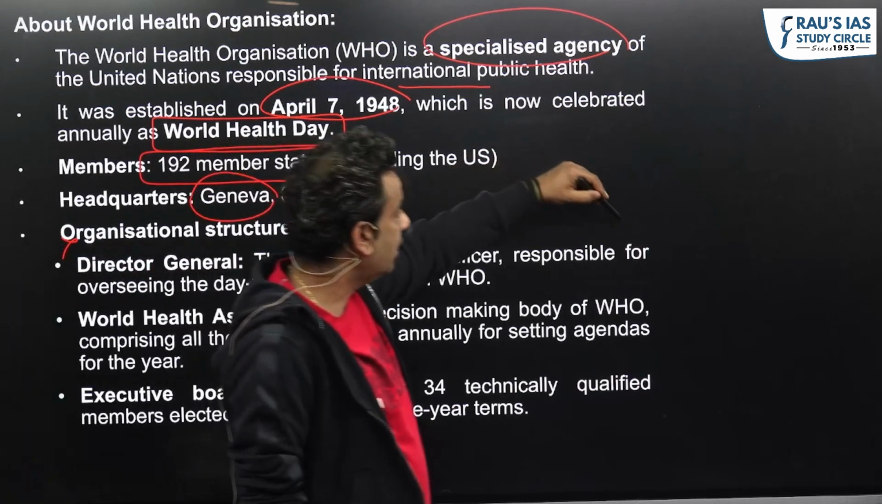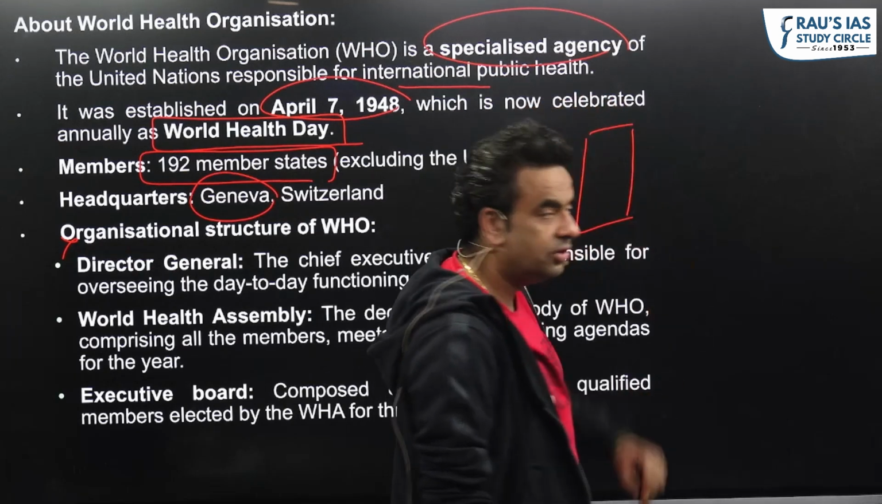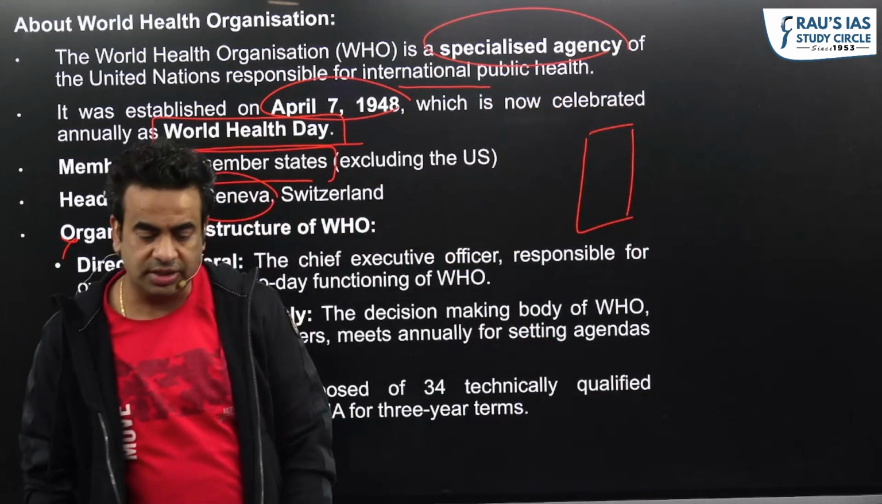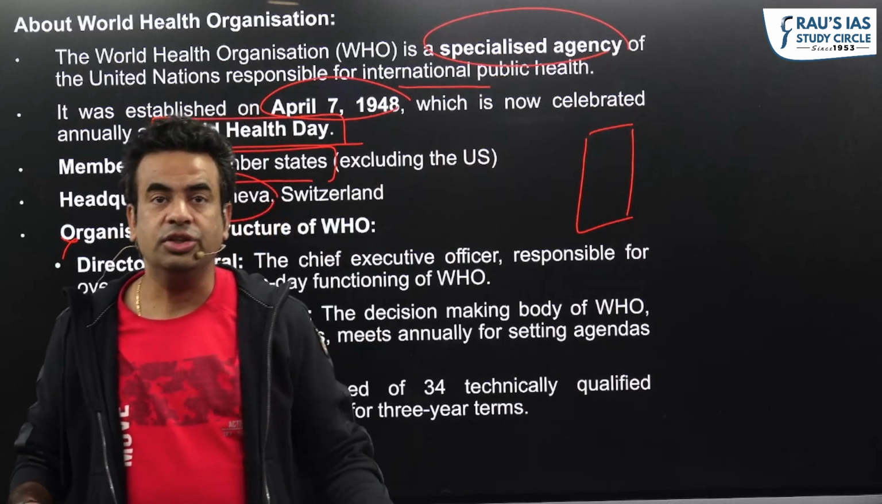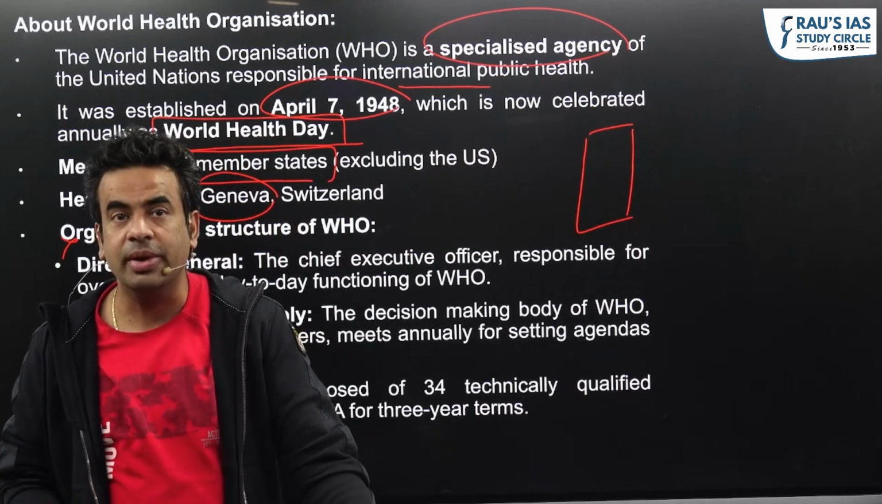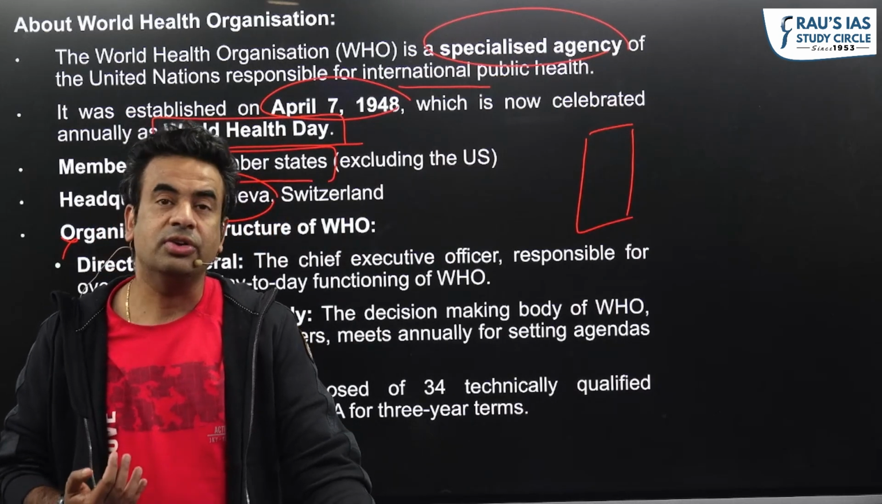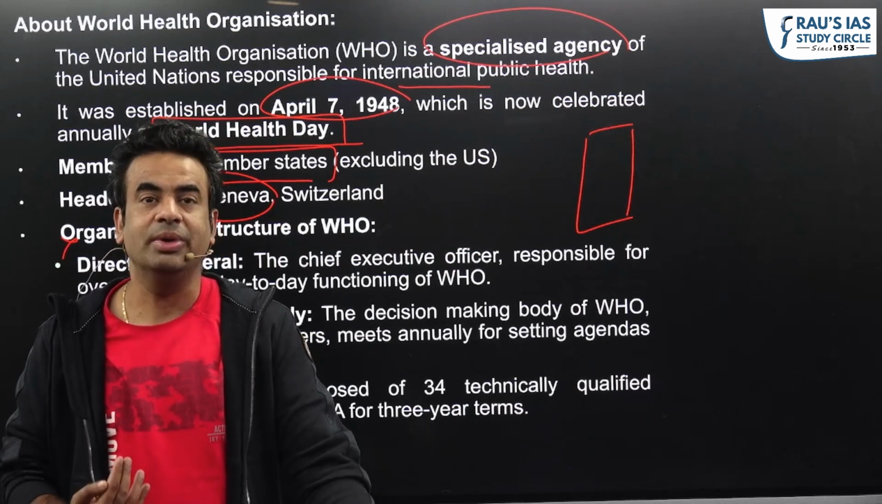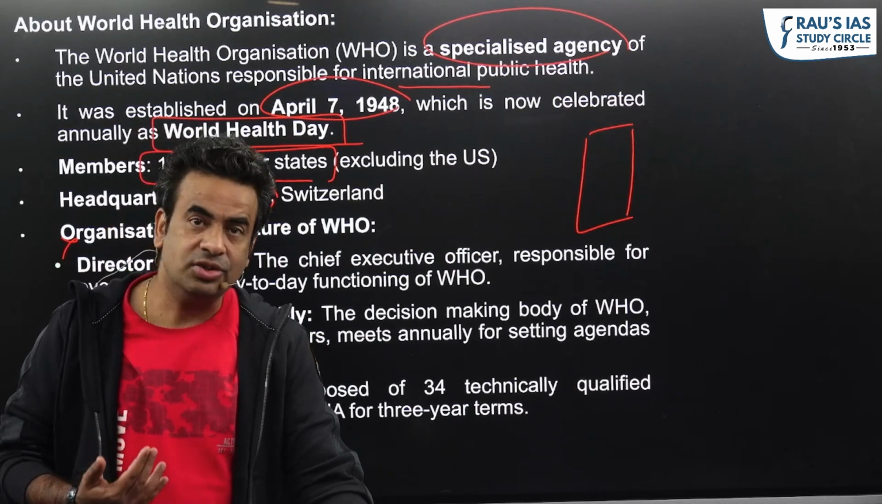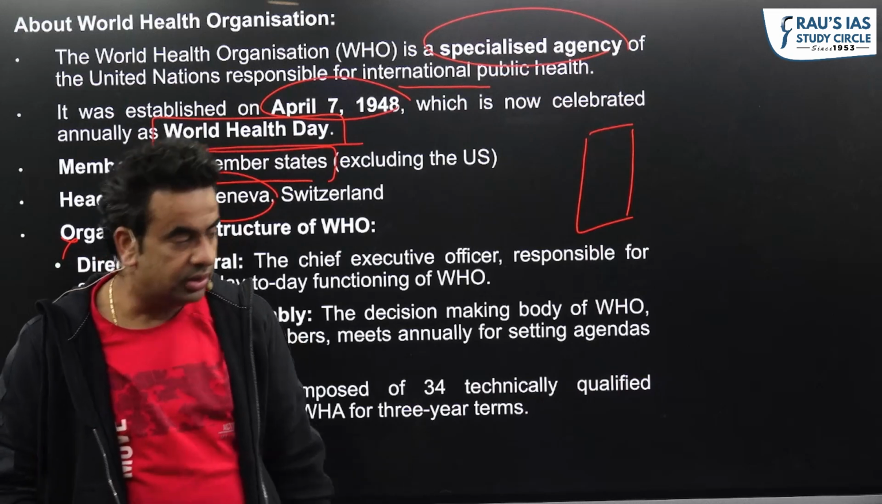So take it as a task. Learn the list of the UN agencies. Which all are the agencies of the UN? Is IMF an agency? Is World Bank an agency? Okay, what is the status of IAEA, the International Atomic Energy Agency? Is it an agency of the UN or not?